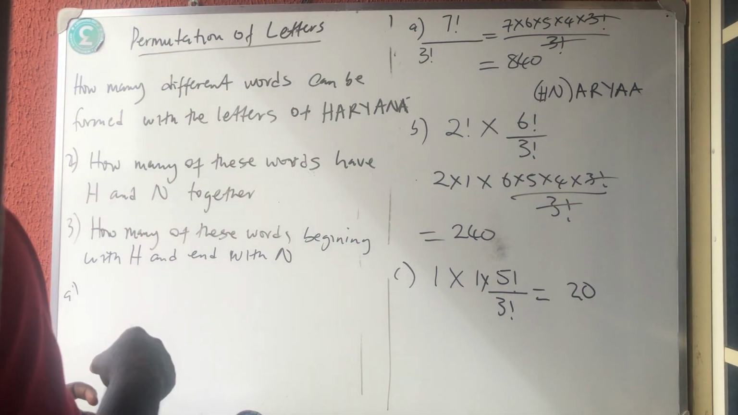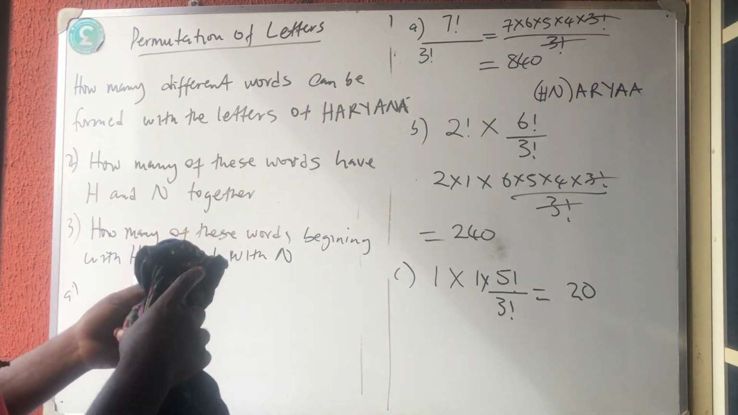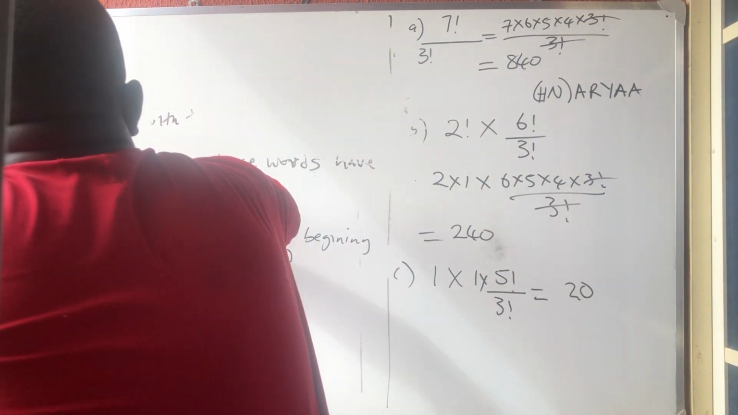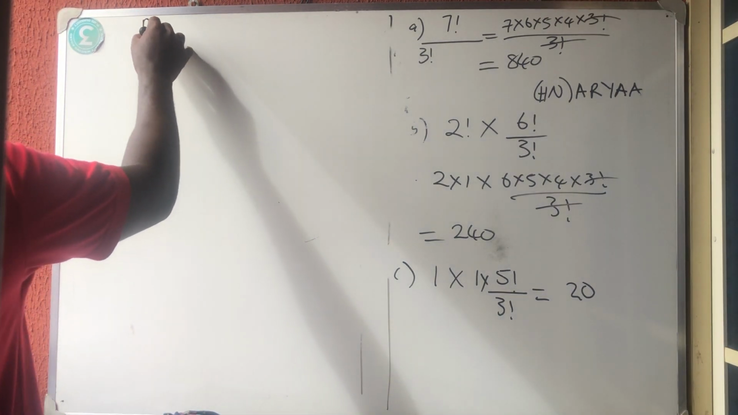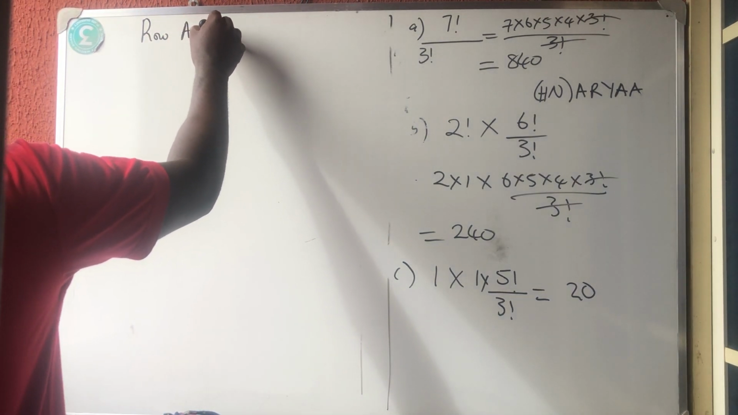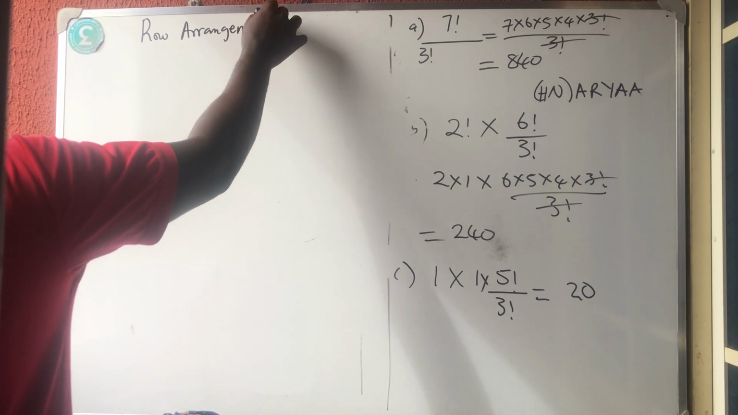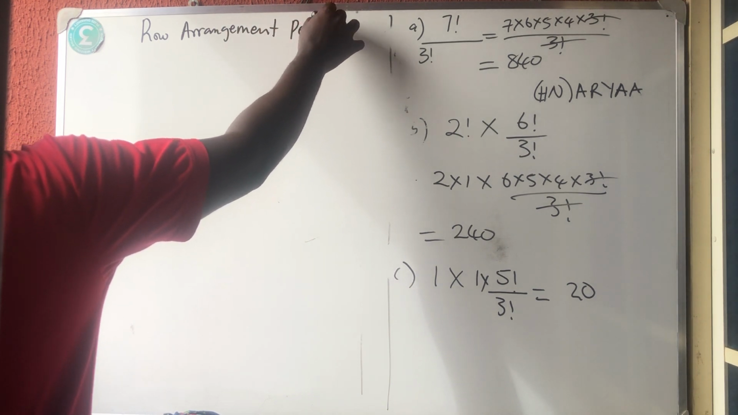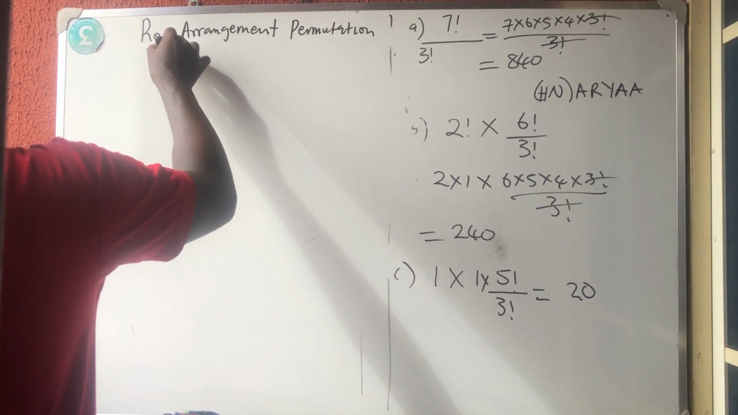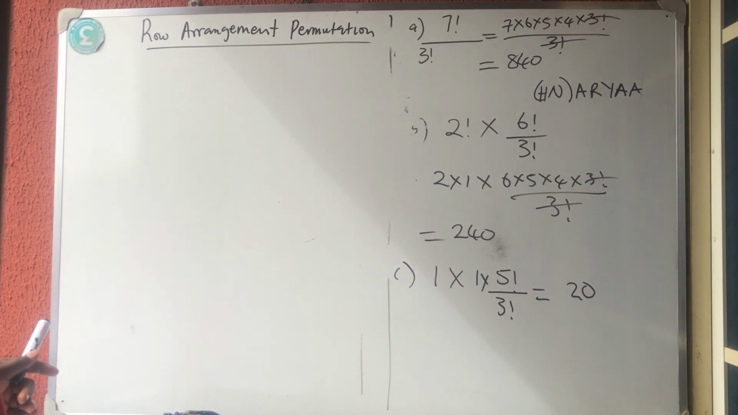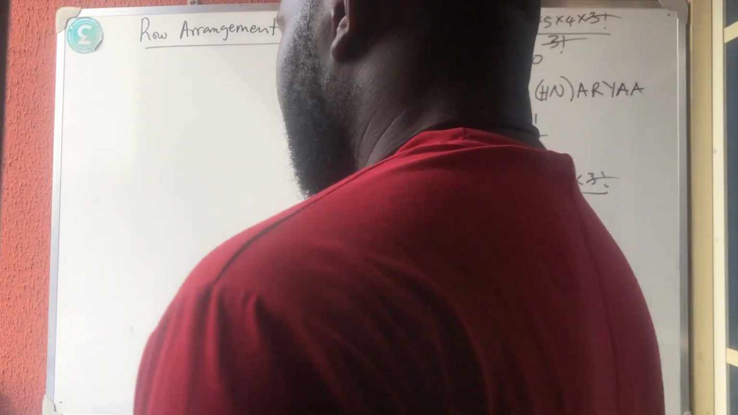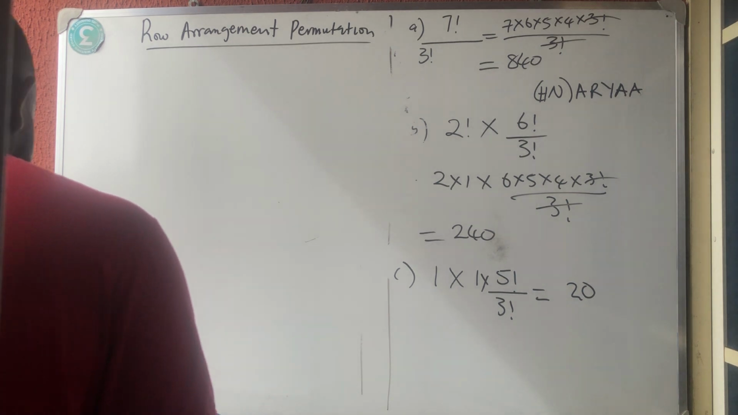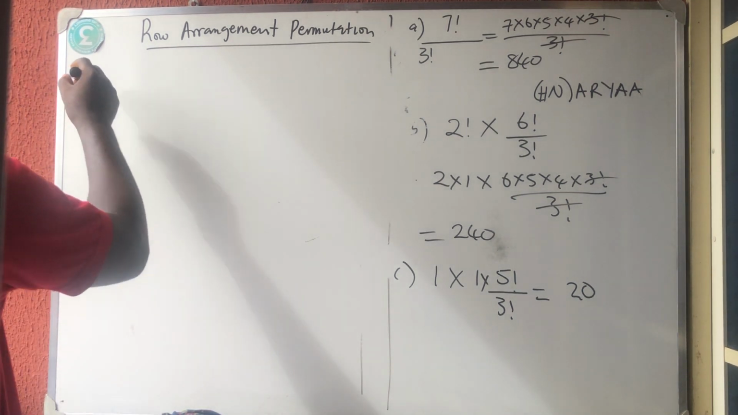Now let's talk about arrangement, row arrangement permutation. And I think that's the last one we're going to do before we enter combination. Let me check my time. Okay. Row arrangement permutation. They said 3 boys. The first question.